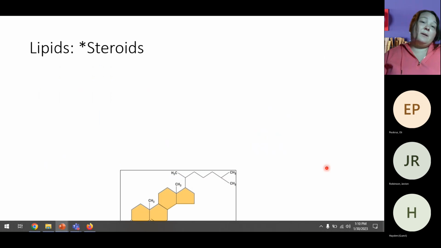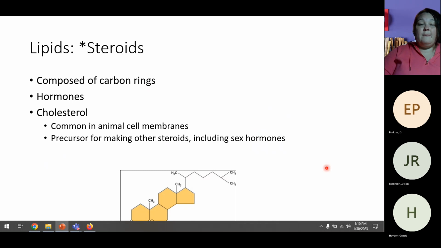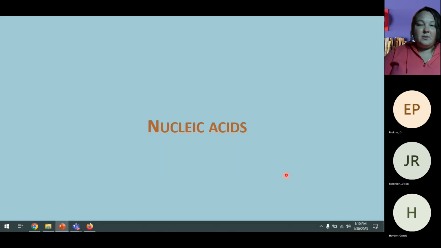Anyway, all right. Now we're going to move on to steroids. Steroids are a kind of lipid that includes hormones and cholesterol. They are composed of carbon rings. As you can see here, we have this ring structure. And they're very common in animal cell membranes, and cholesterol is important for making other steroids. So right now in your body, you have steroids. All of your hormones are steroids. Cholesterol is a steroid. That's normal. The kind you don't want is anabolic steroids, which is the synthetic testosterone.